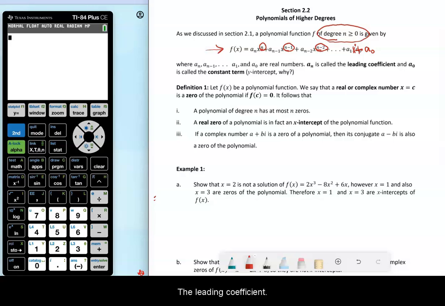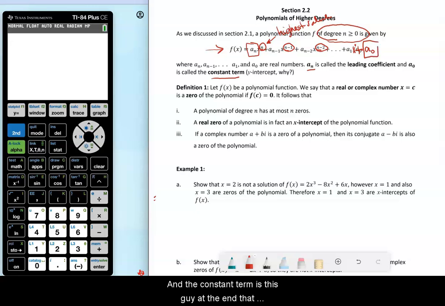Now, the leading coefficient is the number in front of the highest exponential value. So that's got the highest value right there. And the constant term is this guy at the end that technically has an x to the 0 power behind it. But x to the 0, if you remember, equals 1. So we generally write it as just a number.